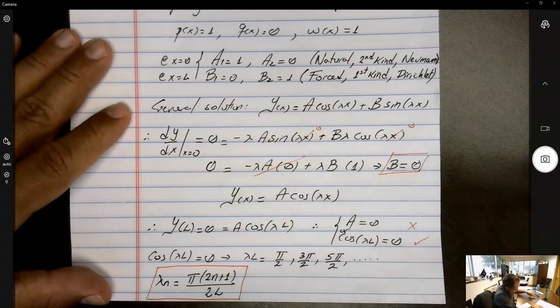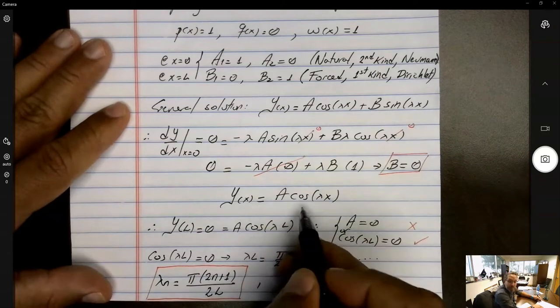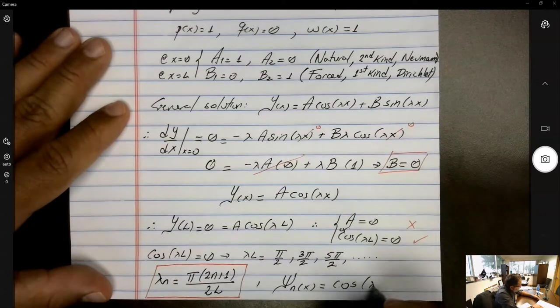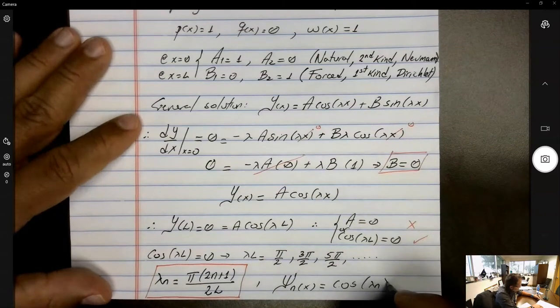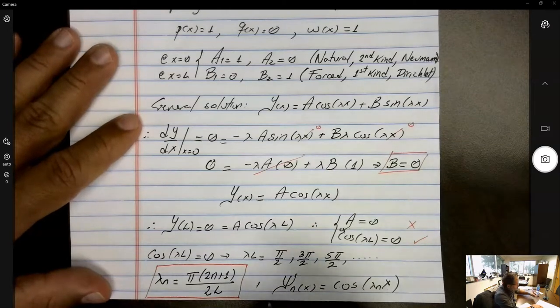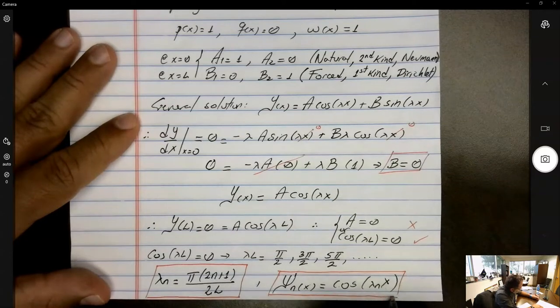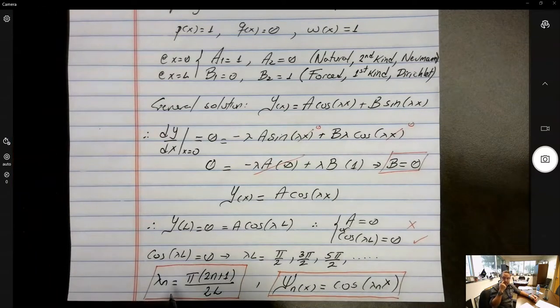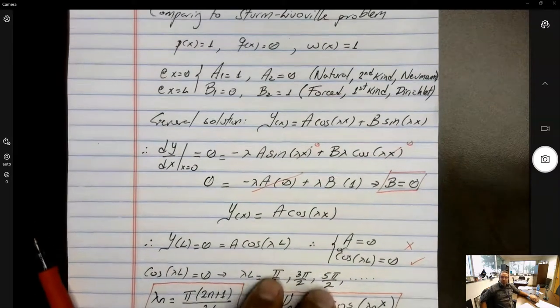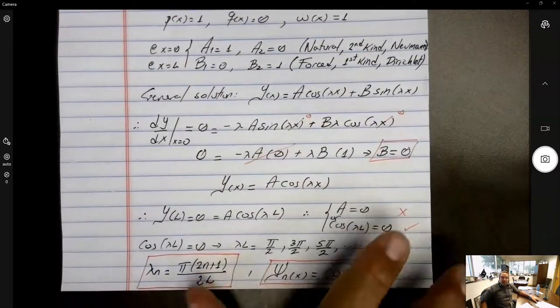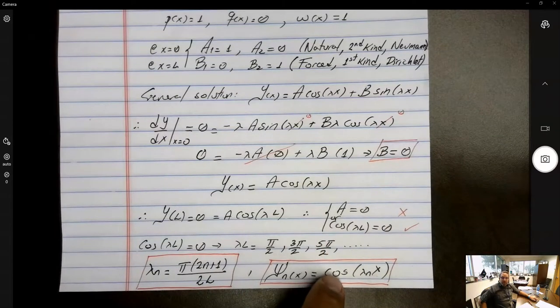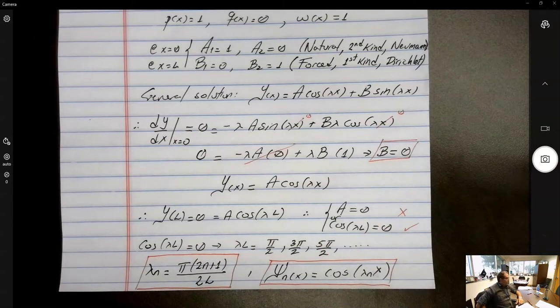And the resulting eigenfunction is that psi n of x is equal to the cosine. Well, we already found that. The cosine of lambda n x. There we go. So slightly different than before. Instead of the sine, we got the cosine, and instead of n pi over L, we got these multiples of pi over 2. So just because one of the boundary conditions changed, and I guarantee that this eigenfunction is orthogonal to itself. You can try it and find out what the solution is.